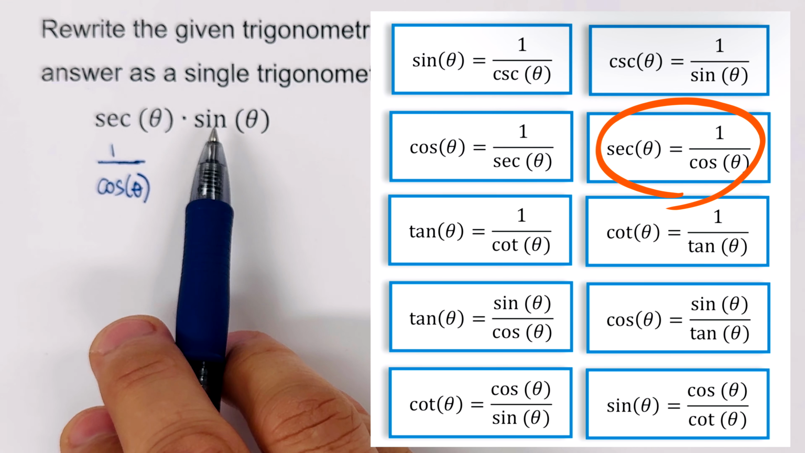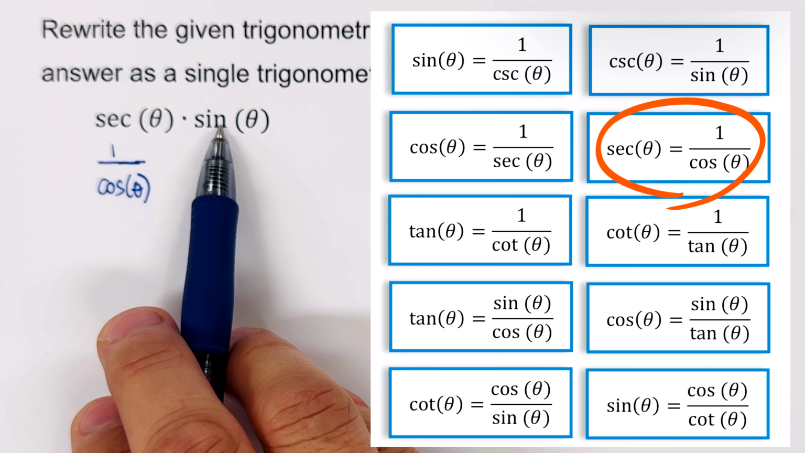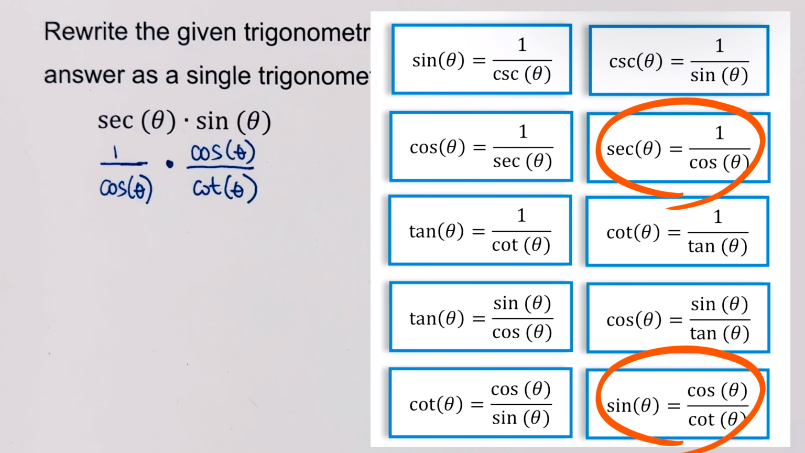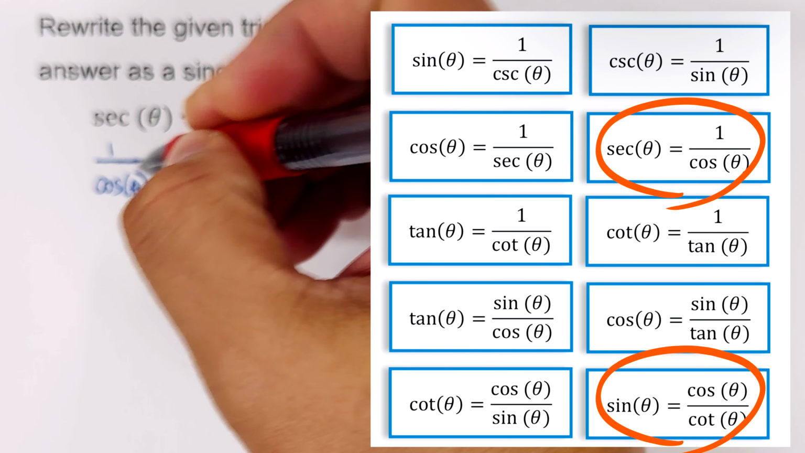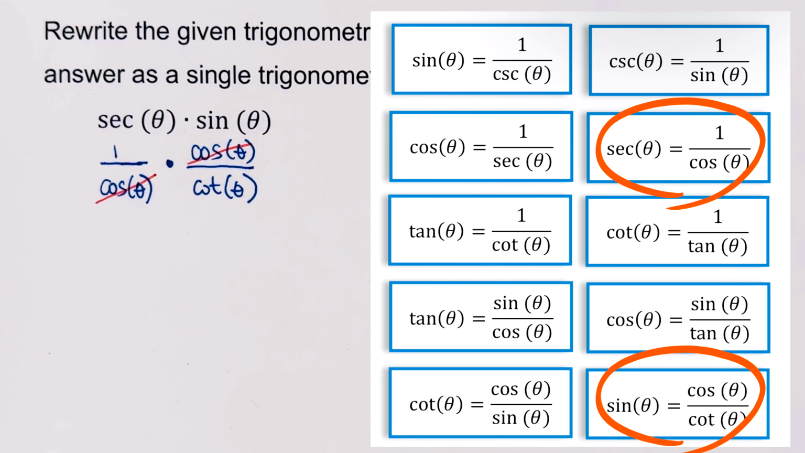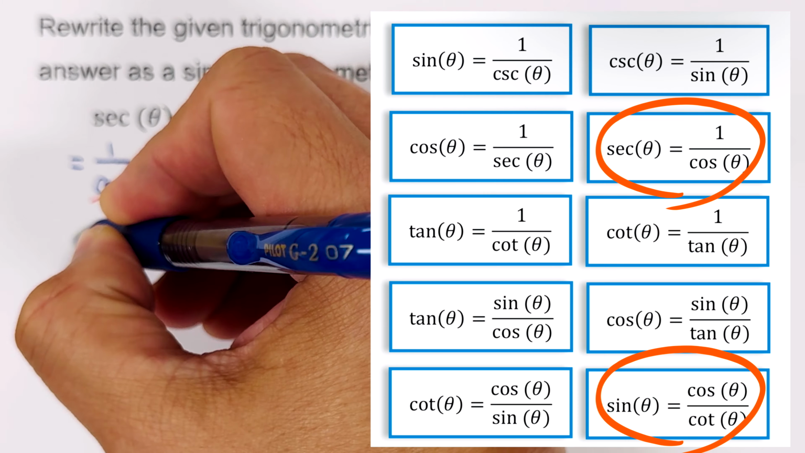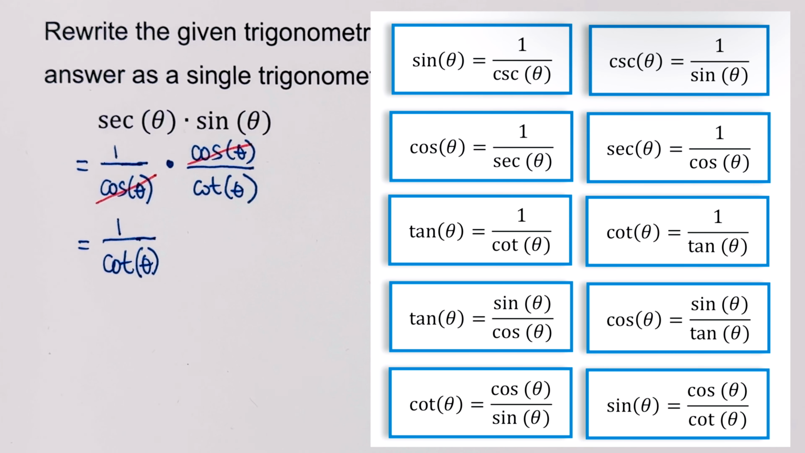And this sine of theta, looking at the table of formulas on the side, can be written as cosine of theta over cotangent of theta. From here, we can go ahead and say that we can cross out our cosine of theta and cosine of theta. So we are left with 1 over cotangent of theta. Now looking at the table of formulas on the side again, 1 over cotangent of theta is tangent theta.